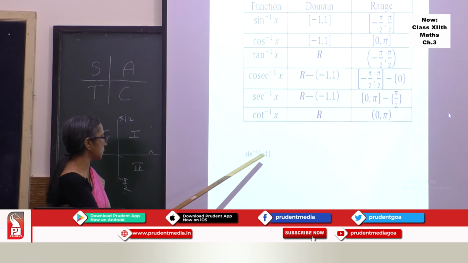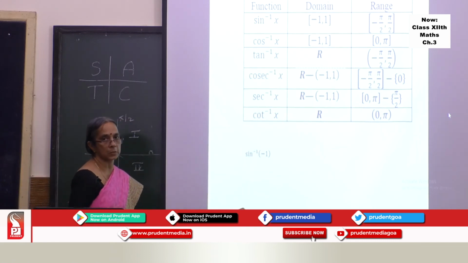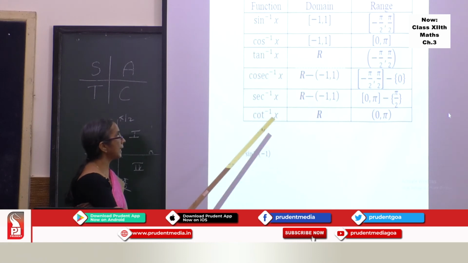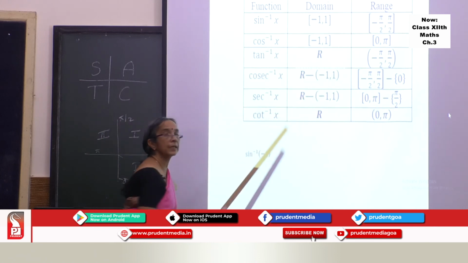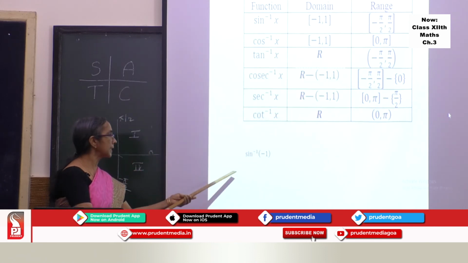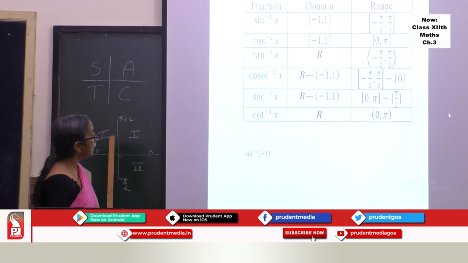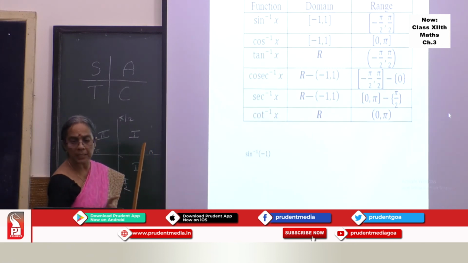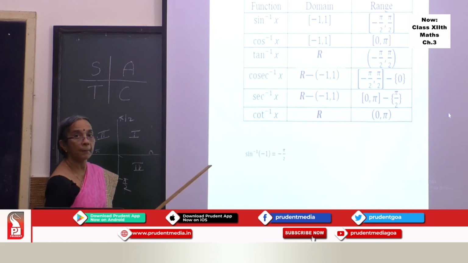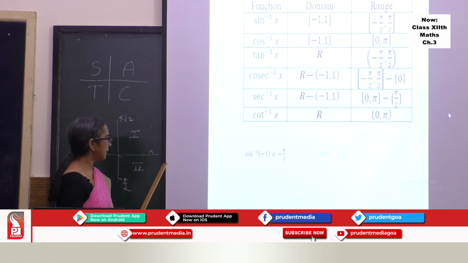Sin inverse of minus 1. What is sin inverse of minus 1? Sin of which angle is minus 1? Sin of minus pi by 2. That should be in this range. Sin of 3 pi by 2 is also minus 1, but it should be an angle in the range. So, sin of minus pi by 2 is minus 1. Therefore, sin inverse of minus 1 is equal to minus pi by 2. Okay. Now, let us see another example.